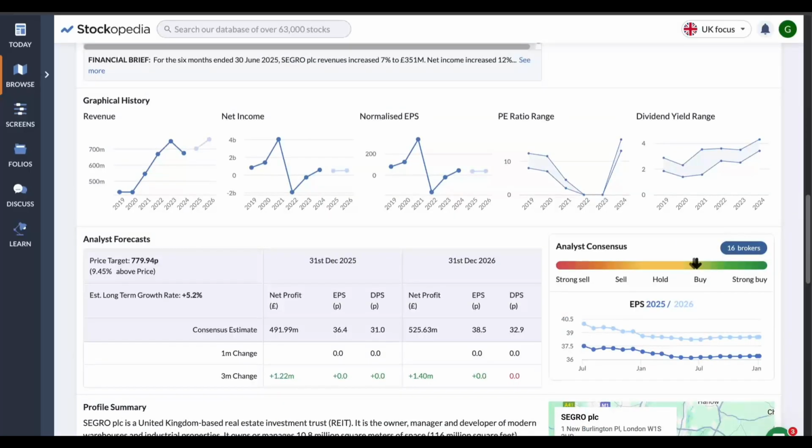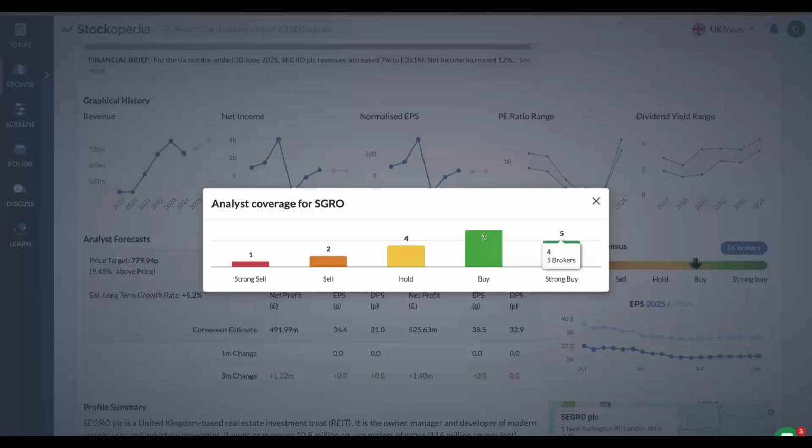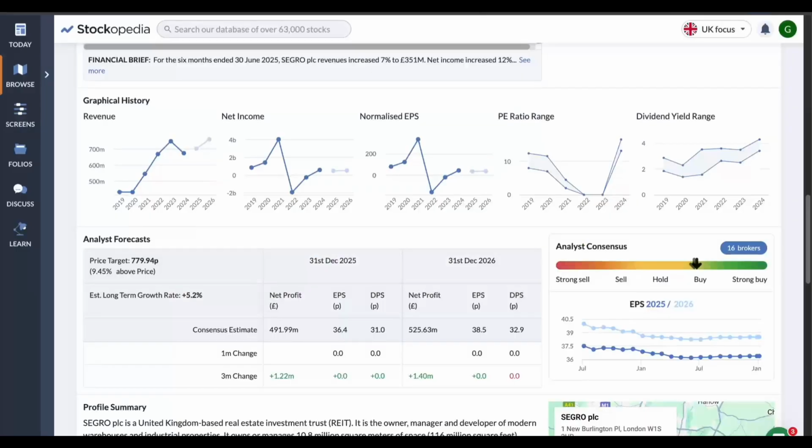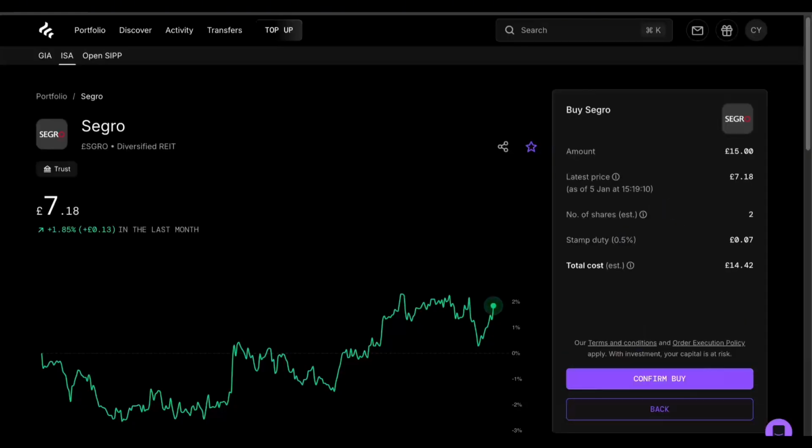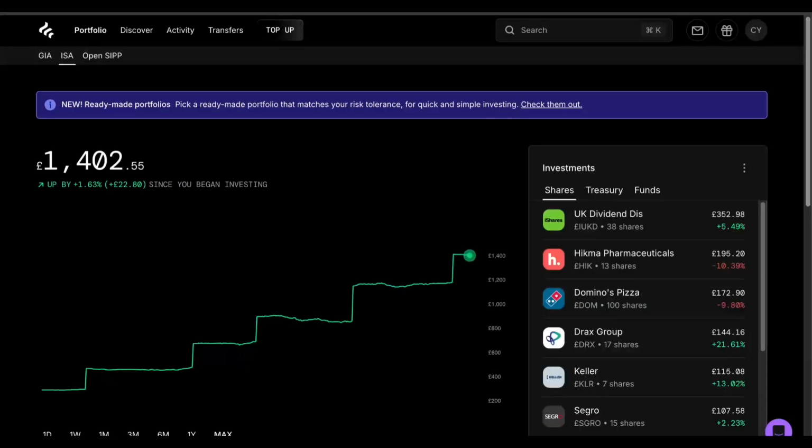And we can see the analyst consensus is that it's around about a buy, but there's quite mixed opinions, with there being 1 strong sell, 2 sells, 4 holds, 7 buys and 5 strong buys, with a current price target at 780 pence, which is 9.5% above the current price. And as you can see, we do have £17.11 available now, so this means I can add 2 shares to my Segro position, which is going to cost me £14.42. Now I've added to all of the positions for this month.